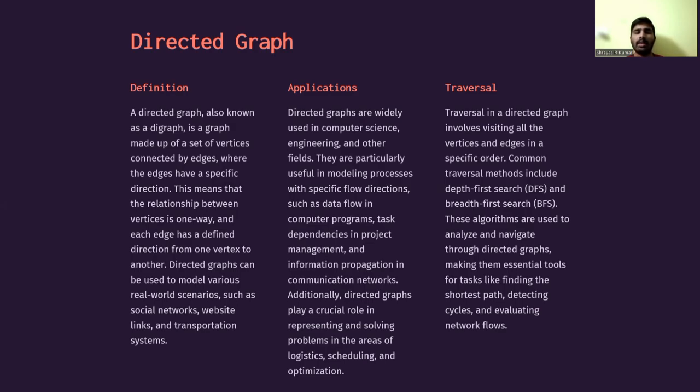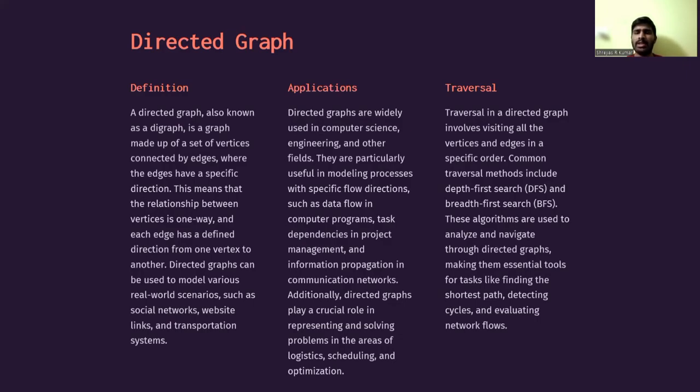Directed graphs are widely used in computer science, engineering, and other fields. They are particularly useful in modeling processes with specific flow directions, such as data flow in computer programs, task dependencies in project management, and information propagation in computer networks. Additionally, directed graphs play a crucial role in representing and solving problems in the areas of logistics, scheduling, and optimization.